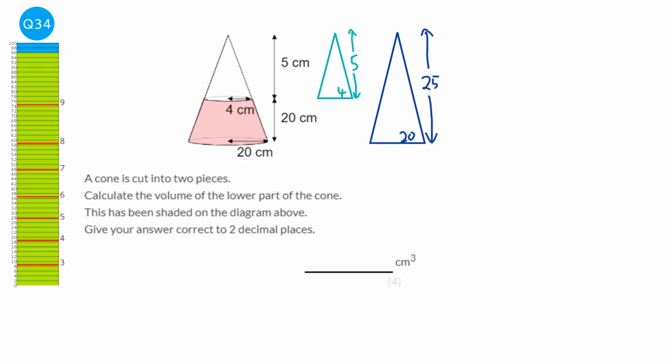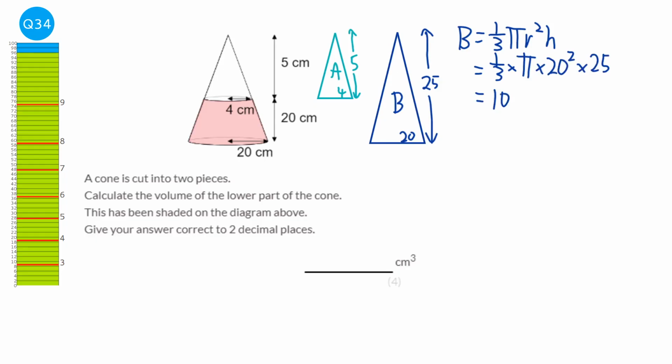So I'm just going to label them A and B. And so why don't we work out the volume for B first? And the formula for the volume of a cone is 1/3 pi r squared h, with h being the perpendicular height. So it's 1/3 times pi times 20 squared times 25, which is going to be 10,471.975, blah, blah, blah.